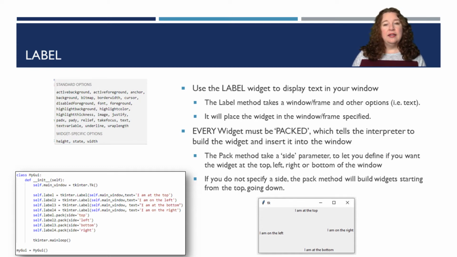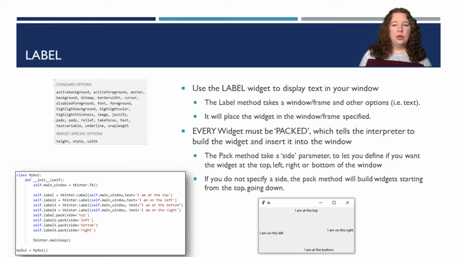But you can select which side, and there are 4 sides to a window. There's the top, the bottom, the left, and the right. So I have done 4 labels here, and I have put them at the top, the bottom, the left, and the right, and added them to my main window. And as you can see, they go in those 4 different positions. Again, I can resize this window to make it bigger or smaller and make it more obvious that they're in the top, the bottom, the left, and the right.